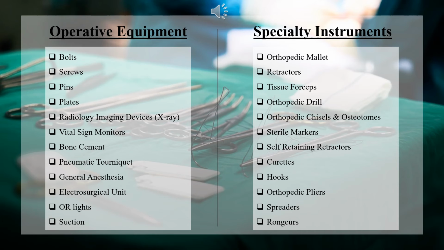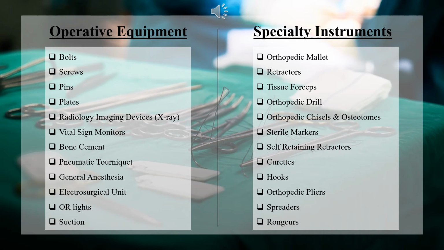Also, we have curettes, hooks, orthopedic pliers. We are working with bones, so we have a lot of heavy duty equipment and instruments, spreaders, and more. There's much more to the specialty instruments, but these are just a breakdown of what your surgeon will be working on you with.